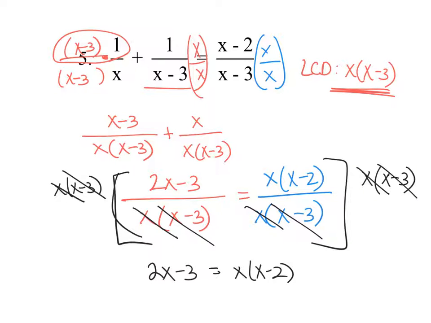Now, if you have a rational expression equal to a rational expression and their denominators are the same, do you think it's safe to say we can just cancel our denominators and go right to this?